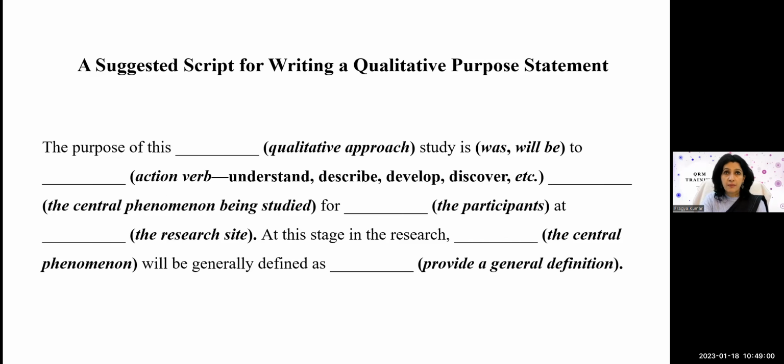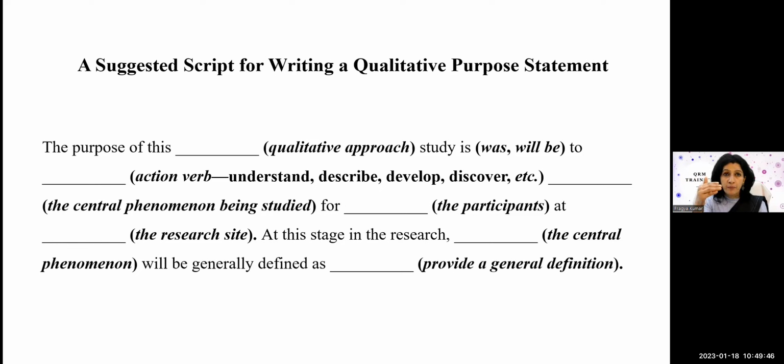Now, this is a suggested script for writing the qualitative purpose statement. You can see this blank space is given. The purpose of this study may be a qualitative approach. You can write the purpose of this phenomenological study or a qualitative descriptive study, if you are using a particular approach. The purpose of this qualitative study will be, or was, if you are writing in the past, to explore, and you have to put these action words like understand, describe, develop, discover. Then you write the central phenomenon being studied, for the participants at the research site.